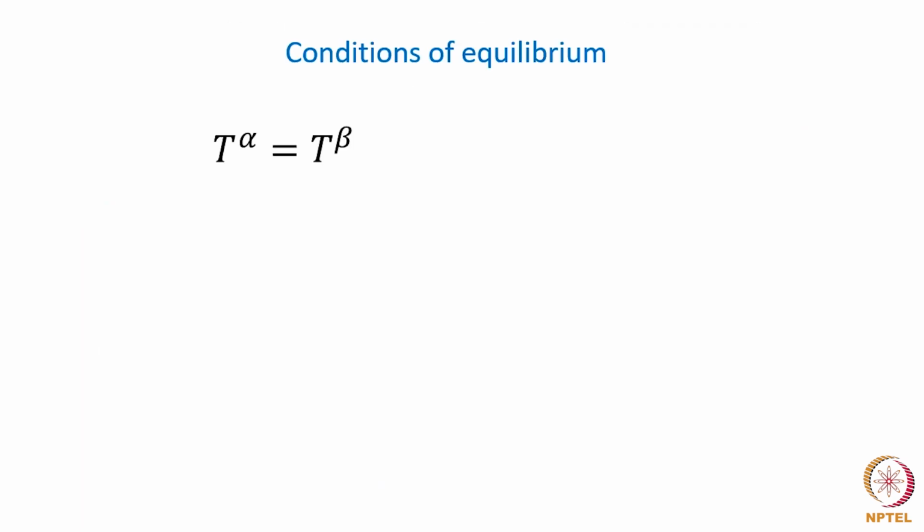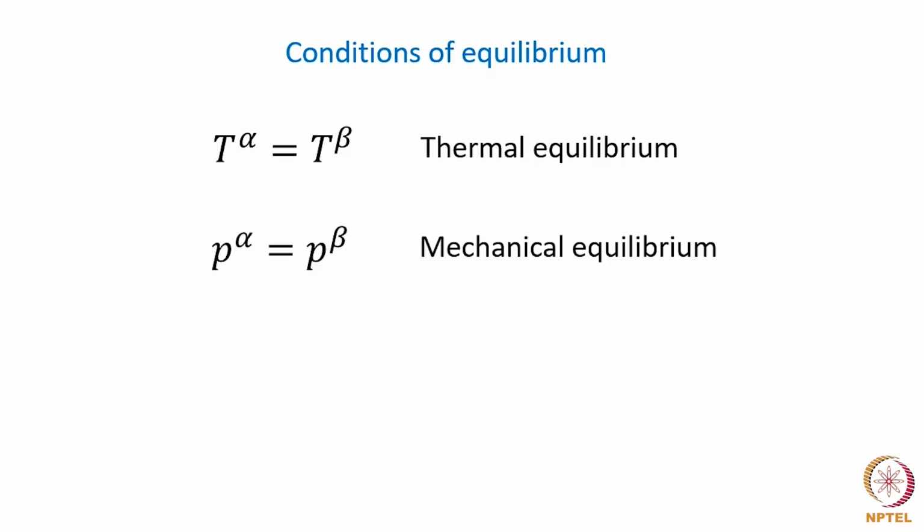So we write them as follows: T alpha is equal to T beta, and we refer to this condition as the thermal equilibrium, which is also something that is very familiar to us, because we say that two bodies are at thermal equilibrium when their temperatures are equal. So it's the same thing that we are applying at a micro level, where we say that the two regions or two phases alpha and beta are at equilibrium when their temperatures are equal. Similarly, P alpha is equal to P beta, which means that they are having a mechanical equilibrium.